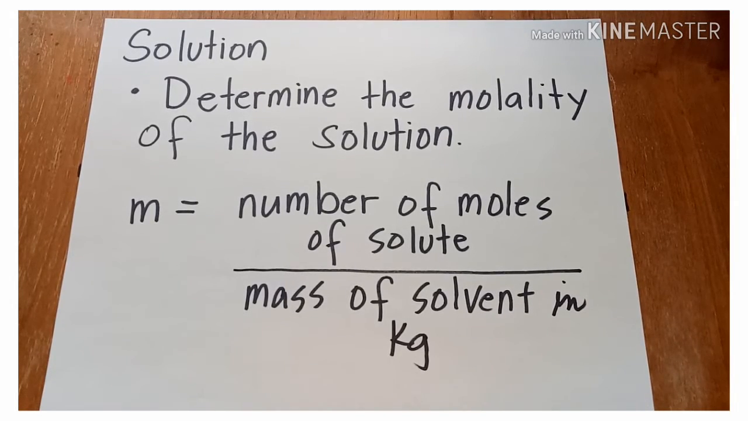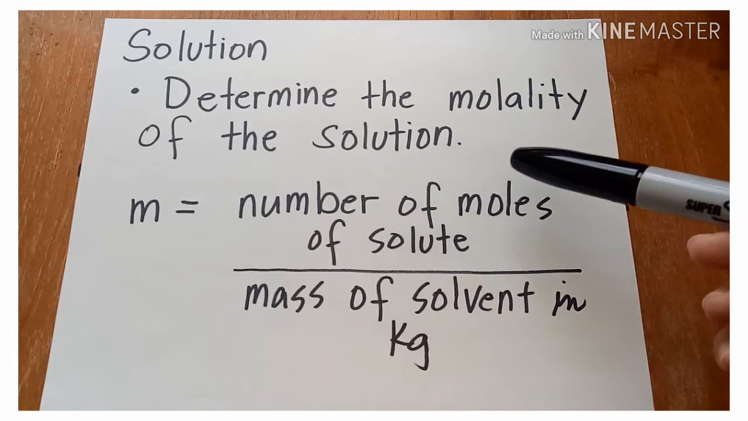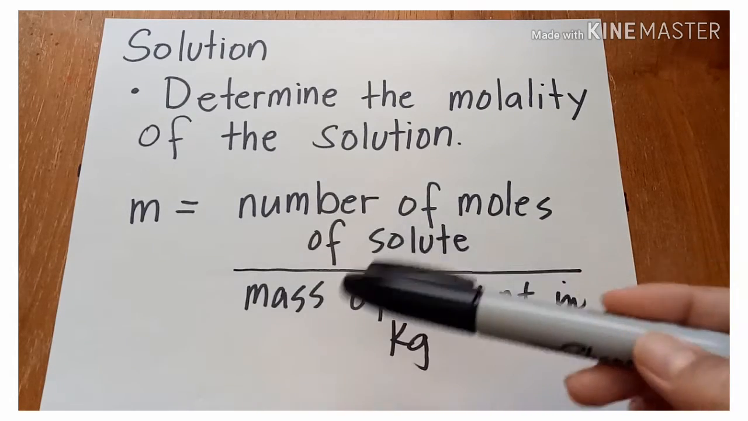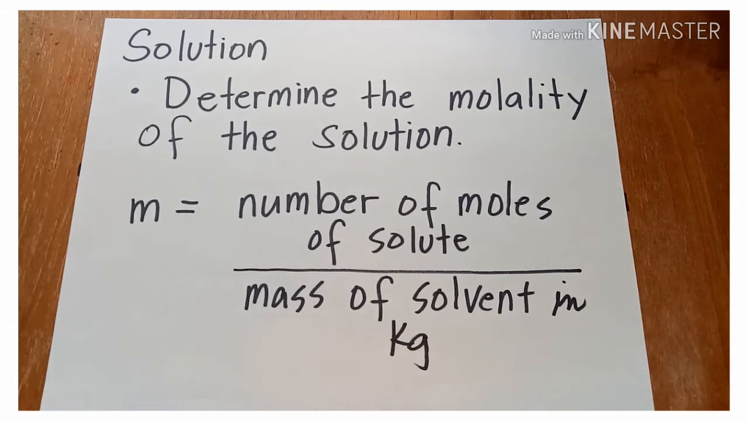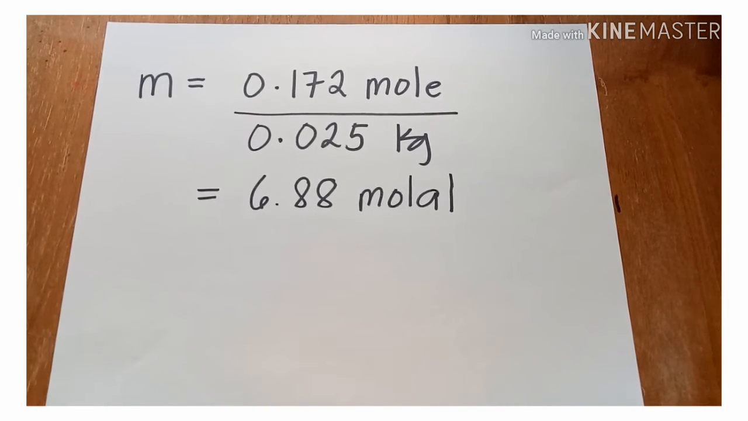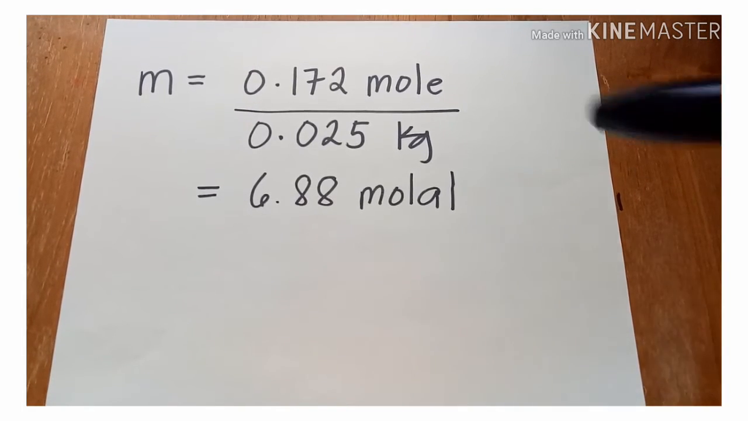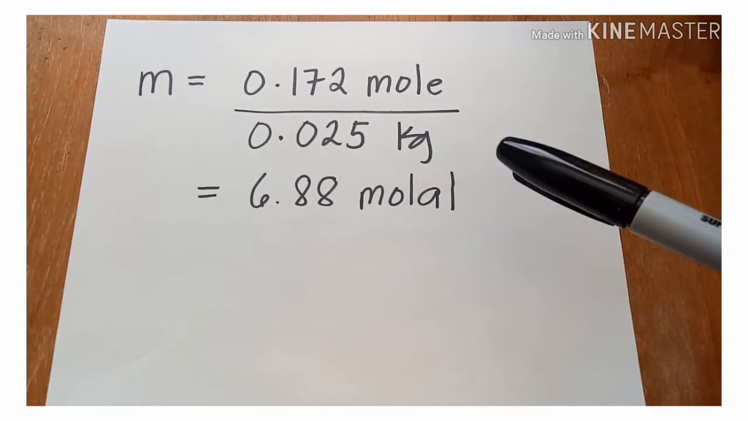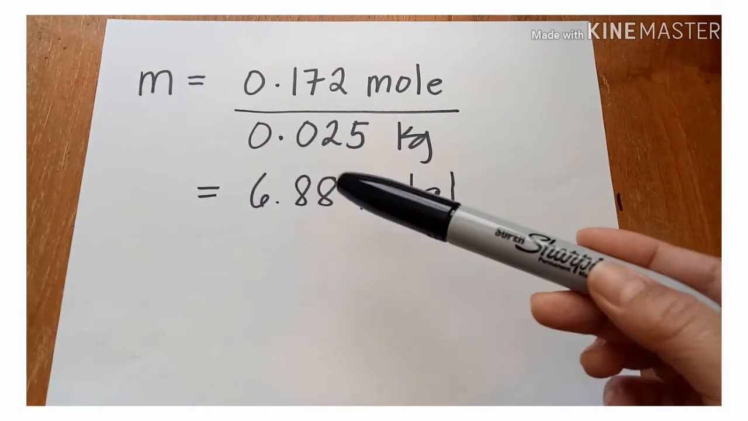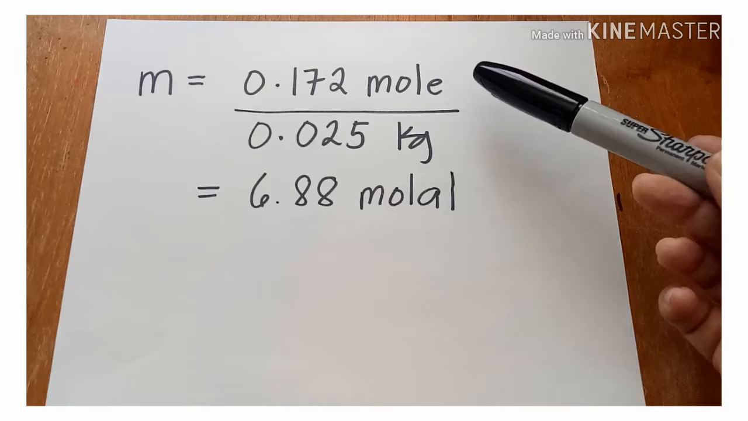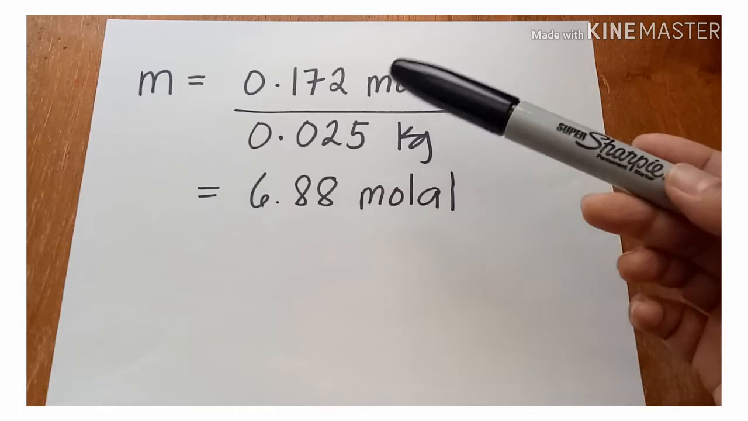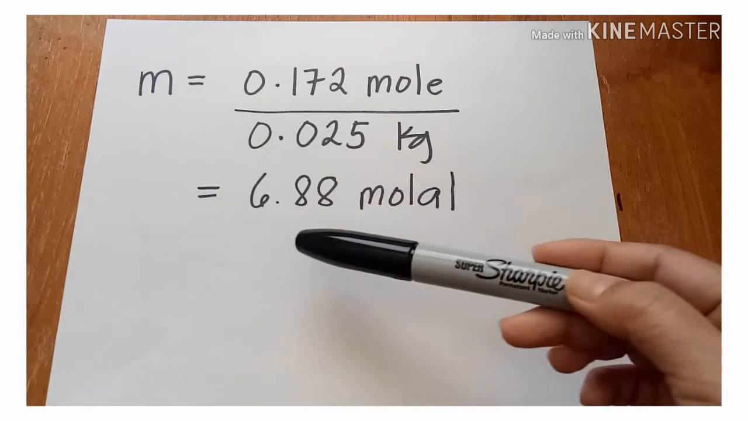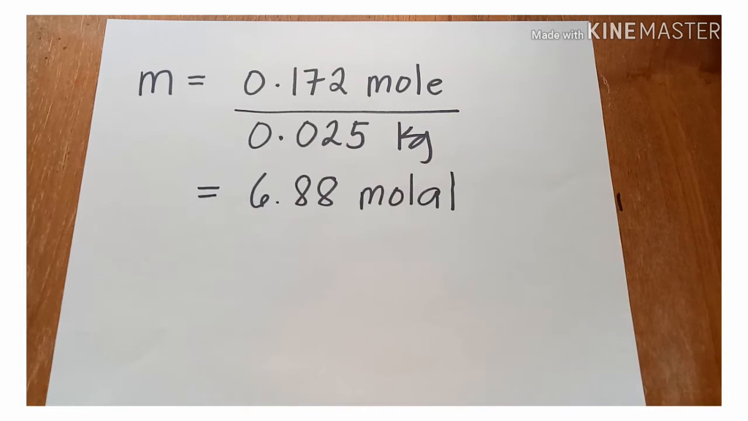So for the solution, first we are going to determine the molality of the solution using this formula. m is equal to the number of moles of solute divided by mass of solvent in kilograms. Then we plug in the given to the formula. So we have 0.172 mole divided by 0.025 kilogram. We cannot cancel the unit, but that is equal to molal. So when you divide 0.172 by 0.025, that will give you 6.88 molal.